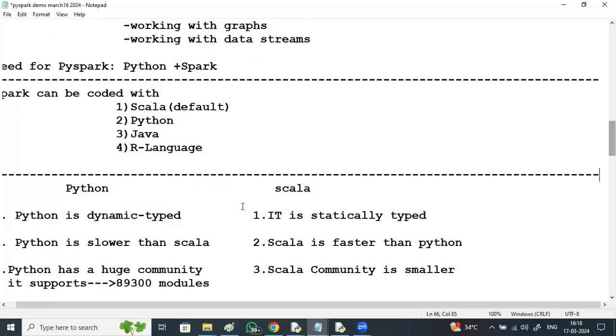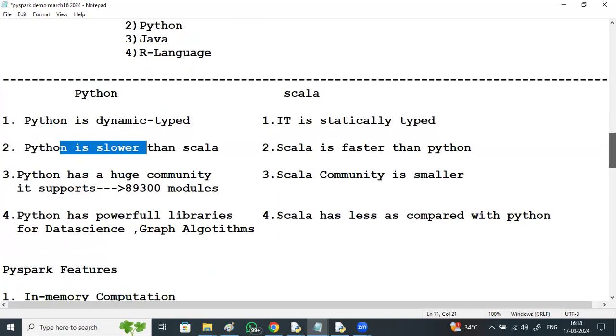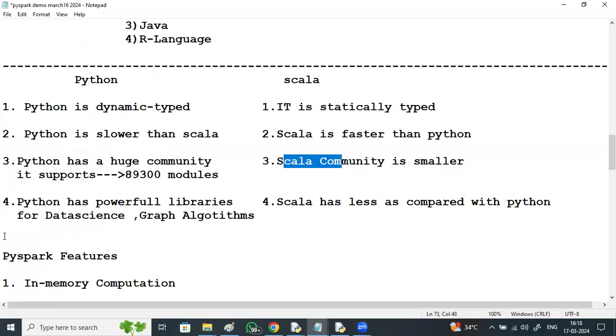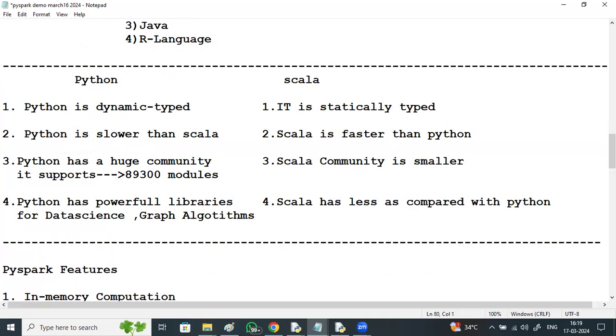The difference between Python and Scala: Python is dynamically typed, while Scala is statically typed. Python is slower compared with Scala, which is faster. Python has a huge community compared with Scala, and powerful libraries, especially for ML, data science, graph algorithms, and data streams.